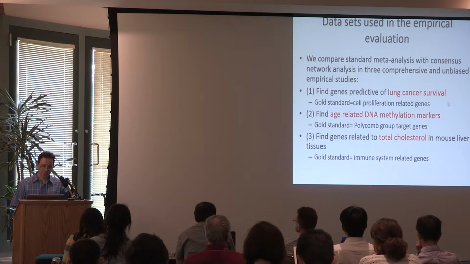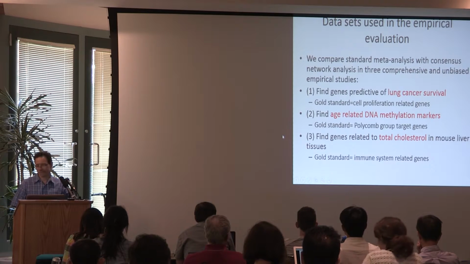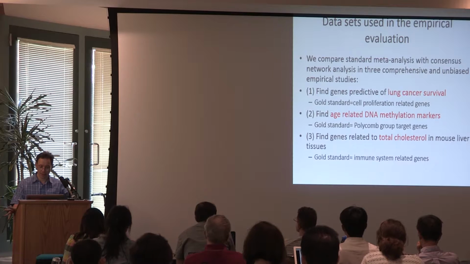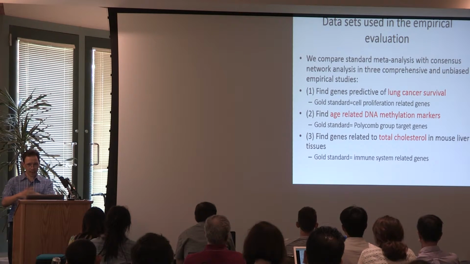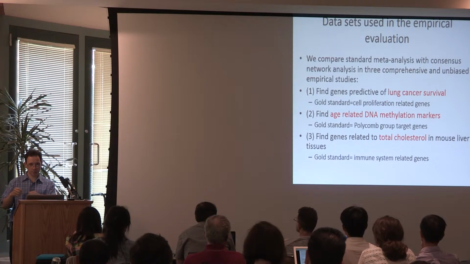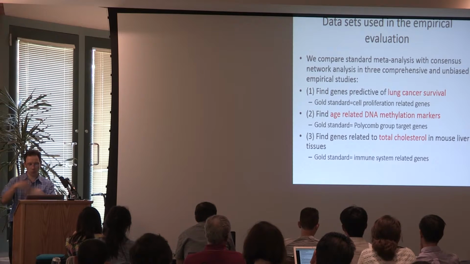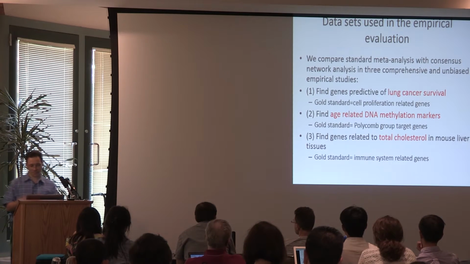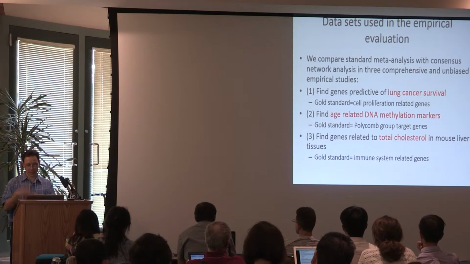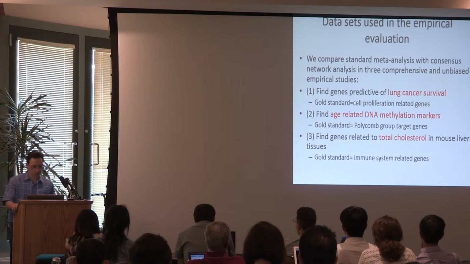Now, it turns out that biologically speaking, there is a certain category of genes that lends itself as gold standard, which is cell proliferation genes. As the cancer grows, cells divide, so you need mitosis and cell proliferation genes to be active. So we know that we want to find genes that relate to cell proliferation.